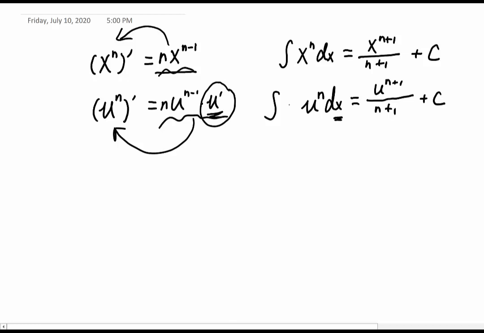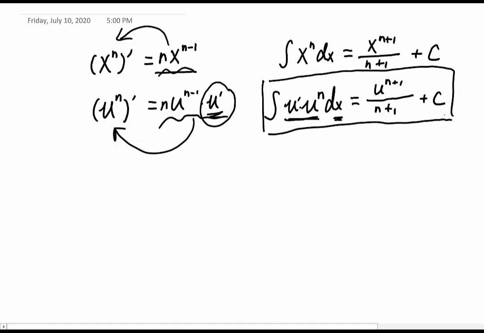This means if we have u prime in front or we have u prime inside, we are able to use this formula to solve the problem. You can find this formula in your textbook anyway. Now we use this formula, this idea, to solve some problems so you understand the shortcut.